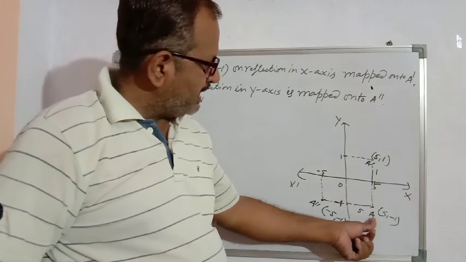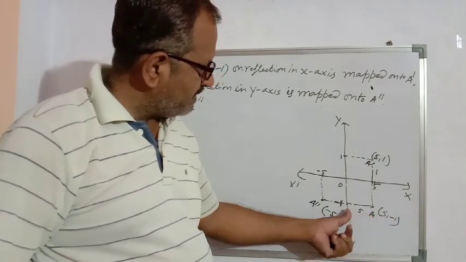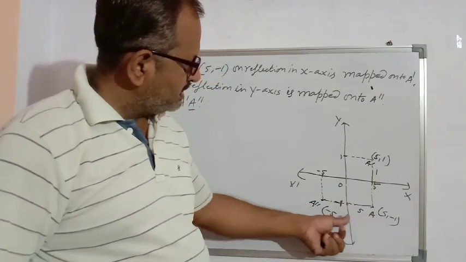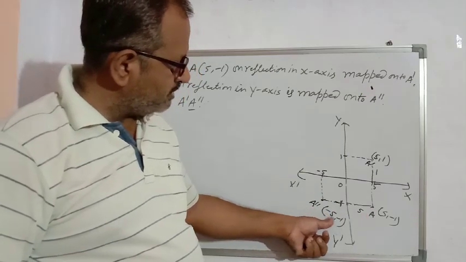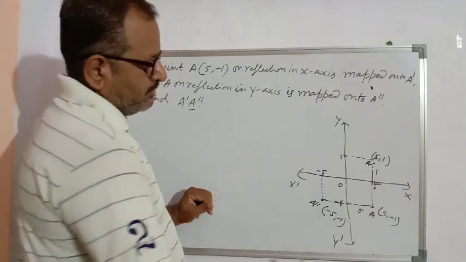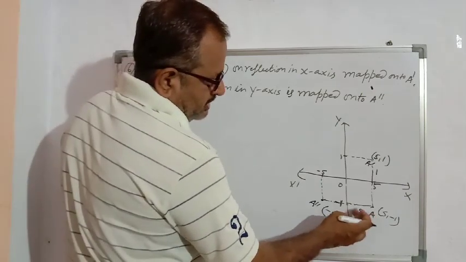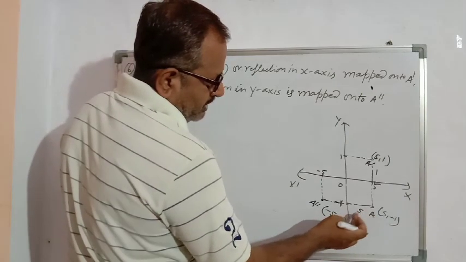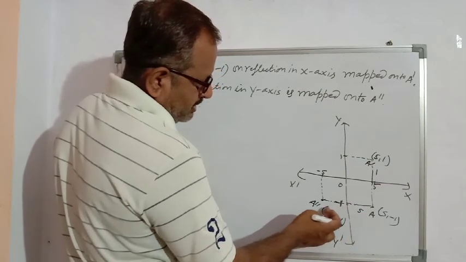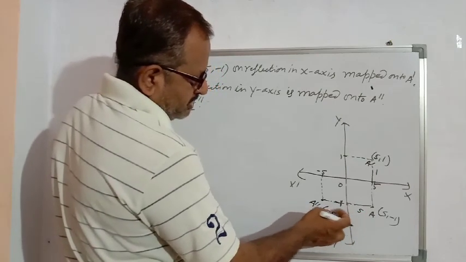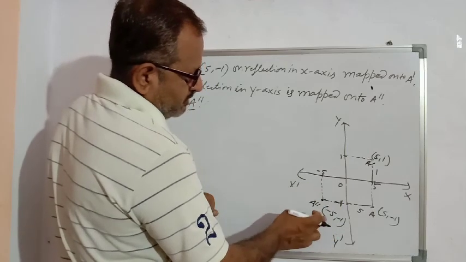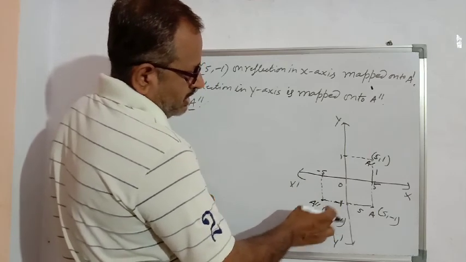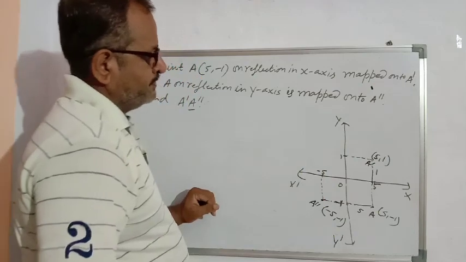So A is 5, minus 1. When it is reflected in y-axis, its image will lie in the third quadrant, and its coordinate will be minus 5, minus 1. Because A is at a distance of 5 units from y-axis, so image will also be at a 5 unit distance, but on the opposite side, it will lie in the third quadrant. So x coordinate will be minus 5 and y will be the same, minus 1.